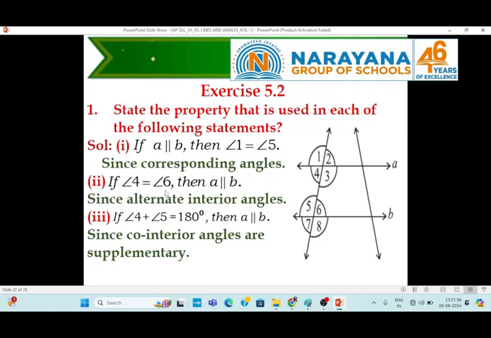And angle 4 is equal to angle 6, then A is parallel to B. Angle 4 is to the left side of the transversal. Angle 6 is to the right side of the transversal. Both are on either side of the transversal and interior. So alternate interior angles are equal. Therefore, the lines are parallel. That is the reason. And 4 and 5 are on the same side of the transversal, so they are supplementary. Therefore, A is parallel to B. So co-interior angles are supplementary, and due to that reason, we can say the lines are parallel.